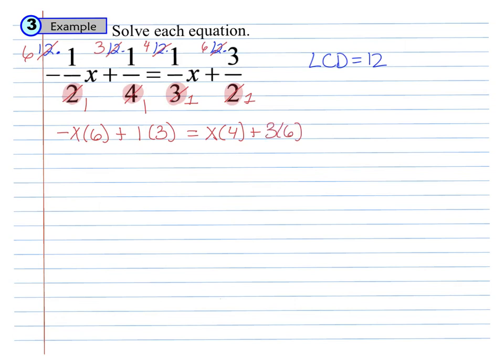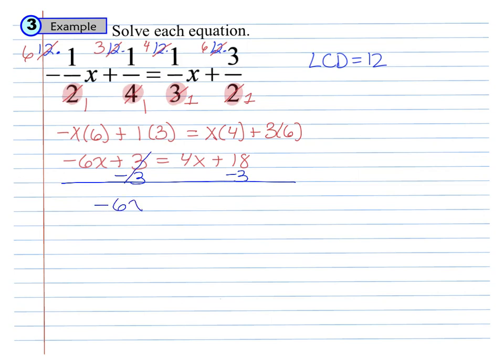Now we're going to simplify. We're going to have negative 6x plus 3 is equal to 4x plus 18. Okay, we're going to combine the like terms if we have any. We have no like terms. These are not like terms on the left side. These are not like terms on the right side. So now we're going to do our addition or subtraction properties. So we're going to subtract the 3 from both sides. I'm going to leave the negative 6x where it is because I want the letters on the left side.